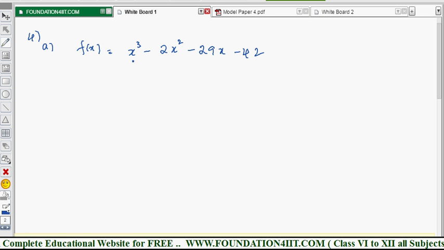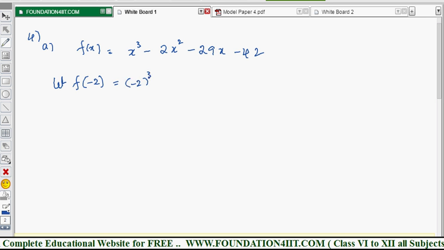Now let us check if we take 1, whether it becomes 0 or not. So 1 cube is 1 minus 2 minus 29 minus 42. So this is non-zero. Let me check with plus 1, minus 1, plus 2, minus 2. That we have to check. Now let us take f of minus 2. I already checked with other numbers. You check with plus 1, minus 1, plus 2, minus 2 like that. So with minus 2 we will get 0.